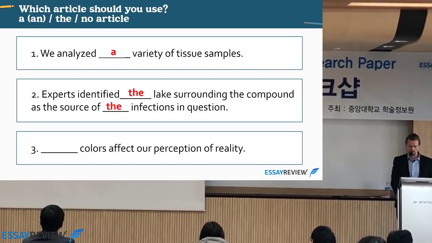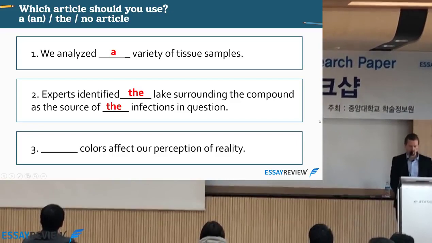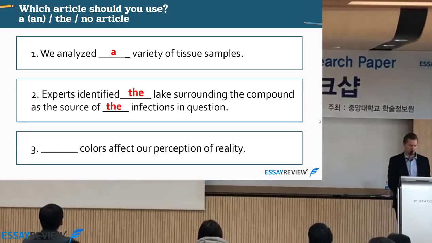Specific infection. Yeah, good. And a specific lake. If we just said the source of infections, then we would not need the specific. And 3, colors affect our perception of reality. Oh, you guys are smart.